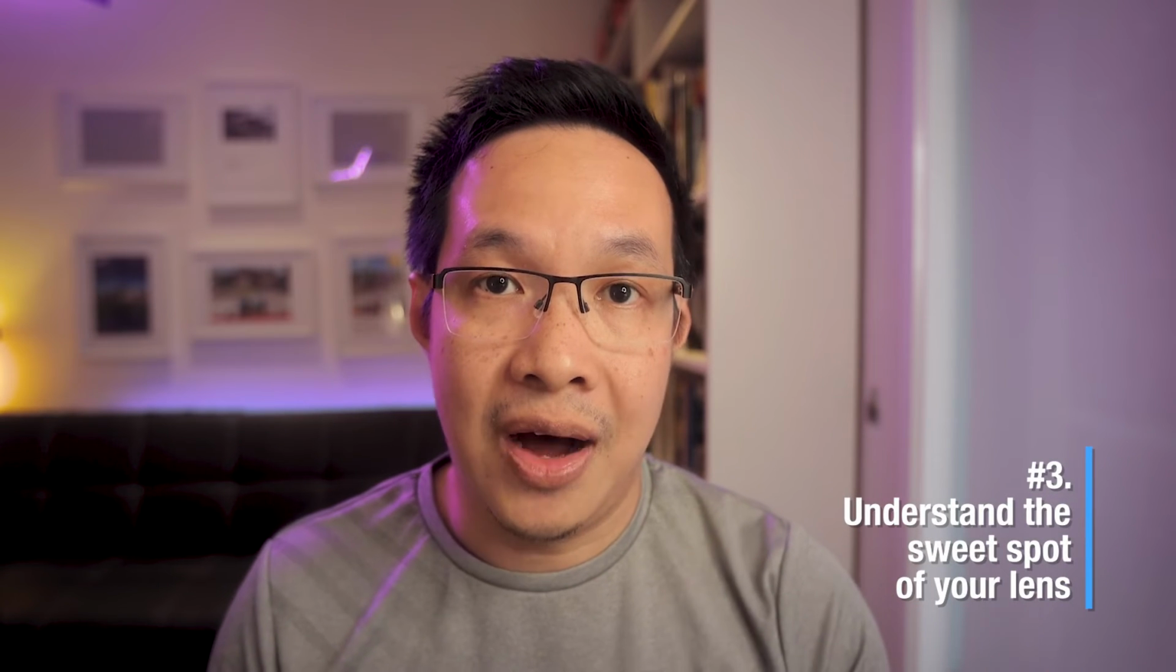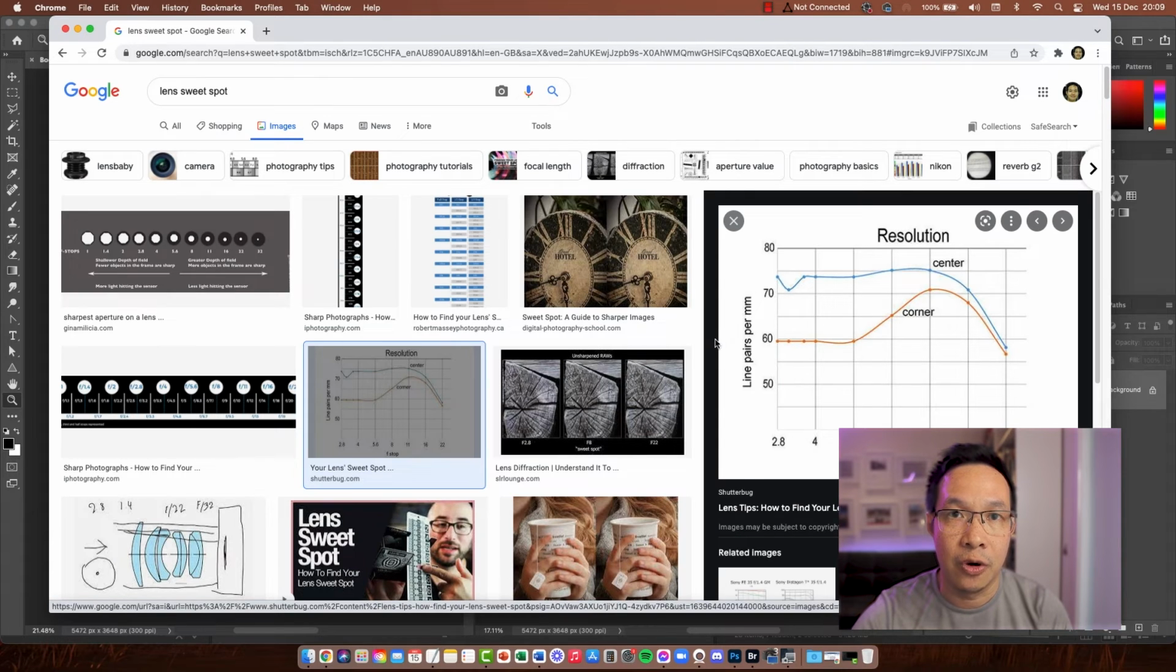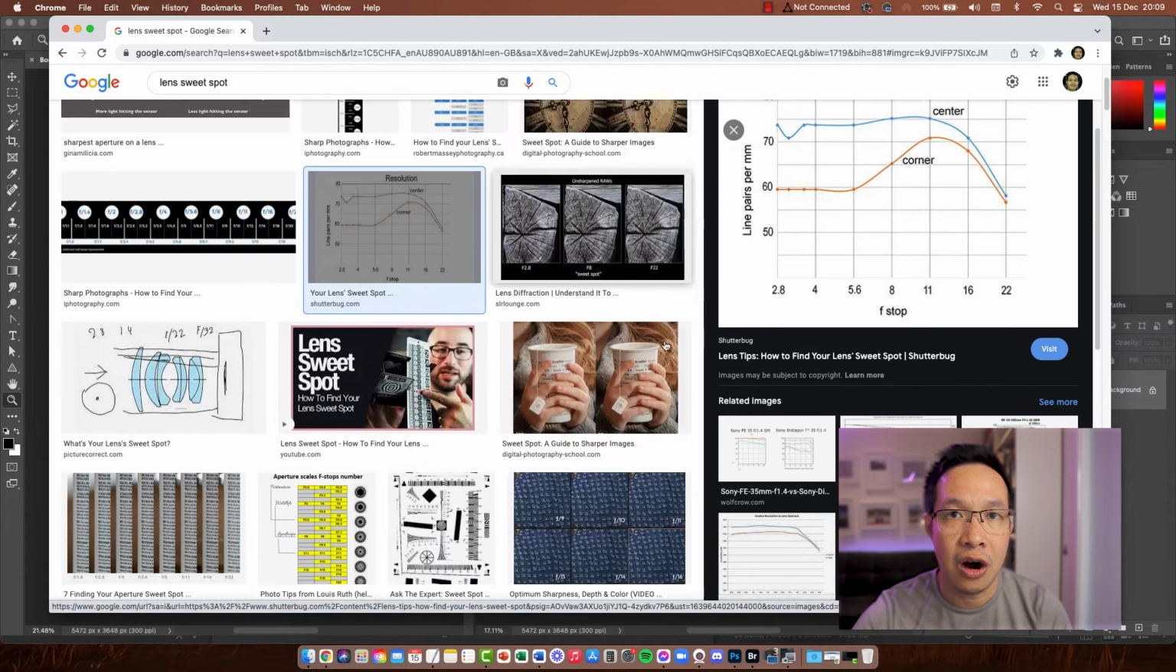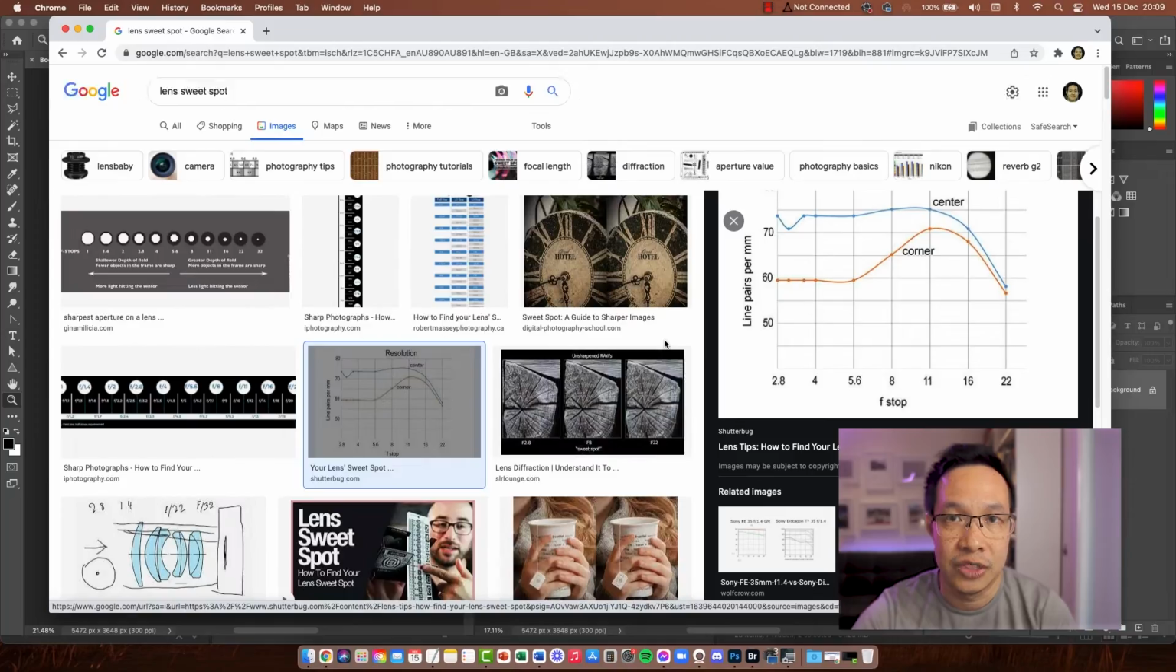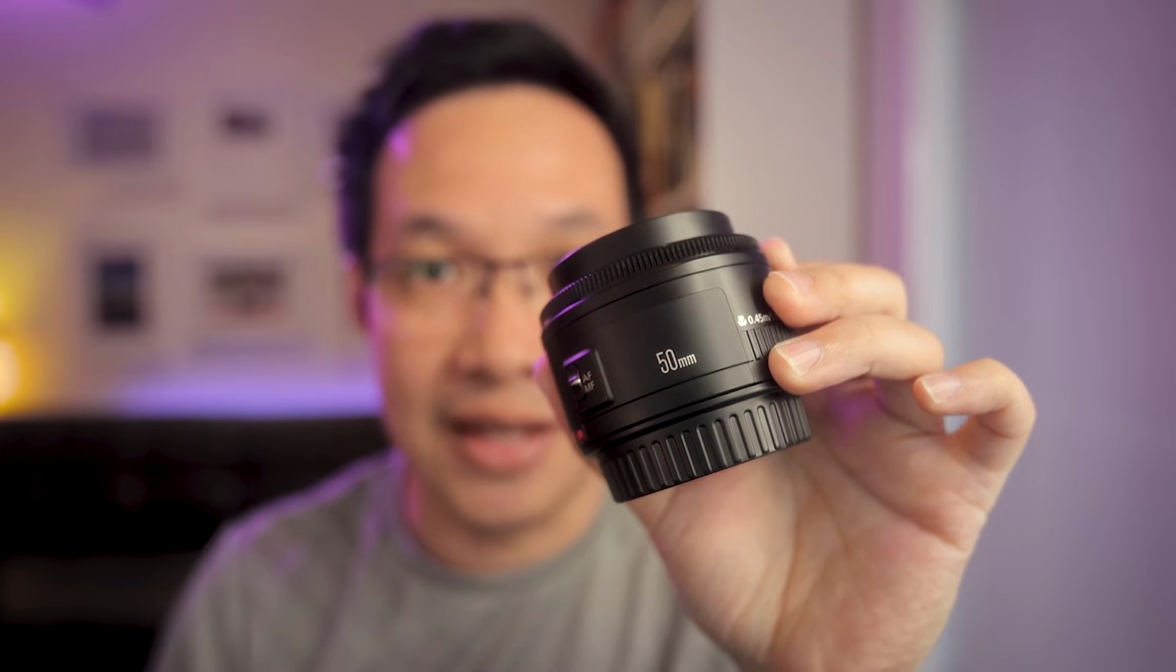Number 3 is a little technical part, but it's all about understanding the sweet spot of your lens. If you do a bit of research on the sweet spot, you will notice that there are a lot of charts and figures and tables, everything you will see on the internet. I'll save you the trouble here. Let's take a look at this lens again. This is a 50mm f1.8 lens.